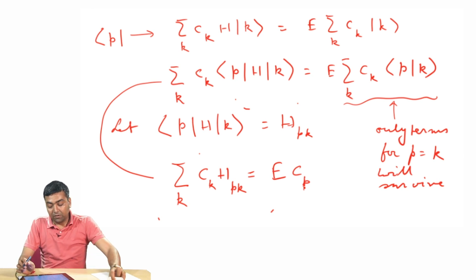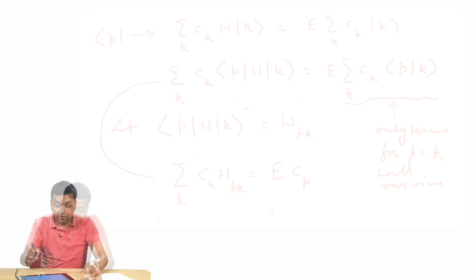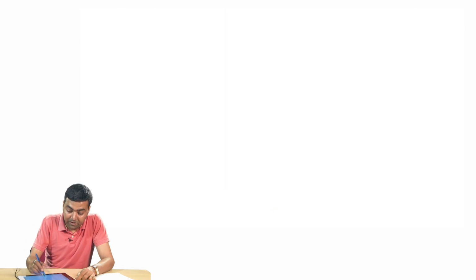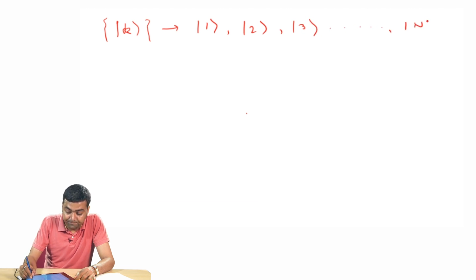Okay. So, what does this mean? Suppose I have my k basis, so remember this was my k basis. Suppose I represent this k basis in this form. So, these are my basis functions, and so on and so forth till n.